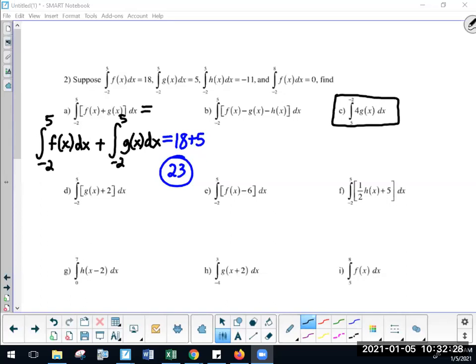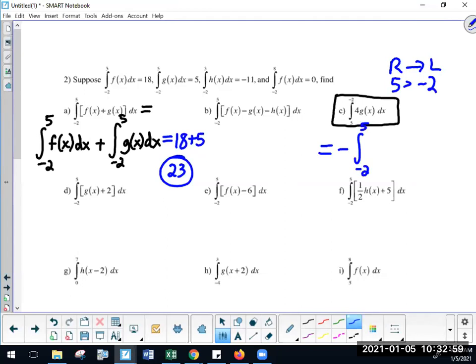I hope you gave that one a good try. There's a couple of interesting tidbits here in letter C. One of those tidbits is, I don't know if you noticed, but 5 is greater than -2, isn't it? Yes. So this is going from right to left. That means we should think about how this is going to be the opposite if we go from -2 to 5.